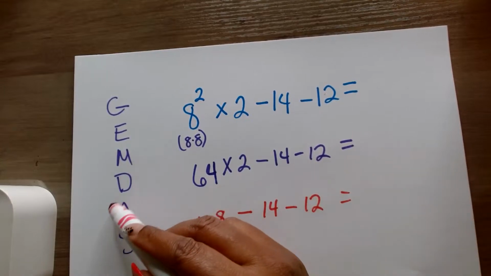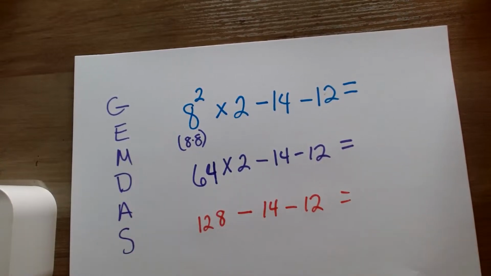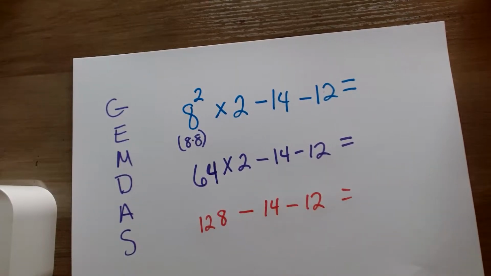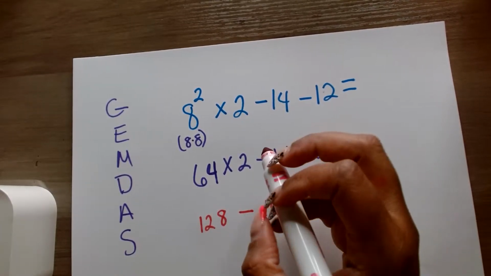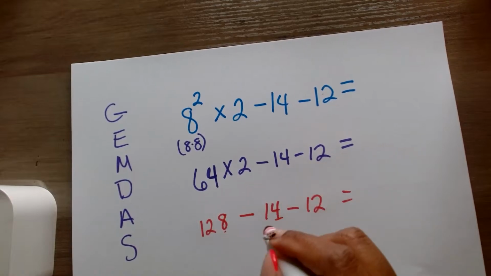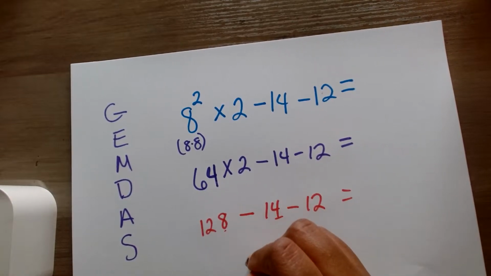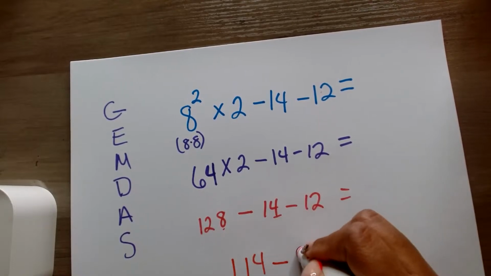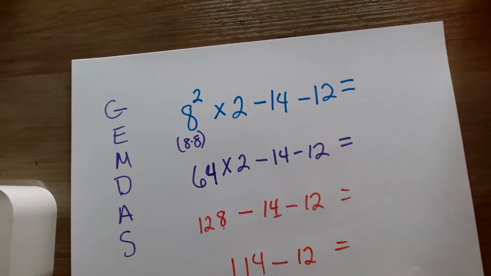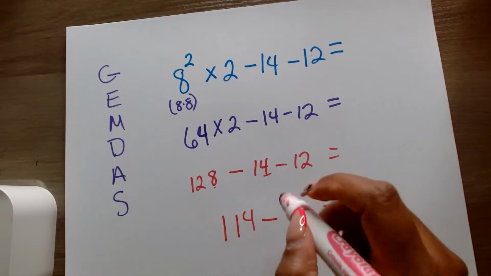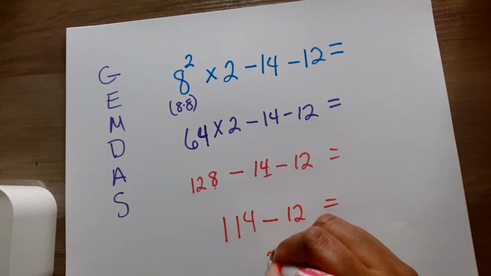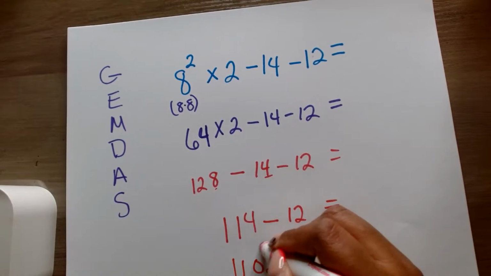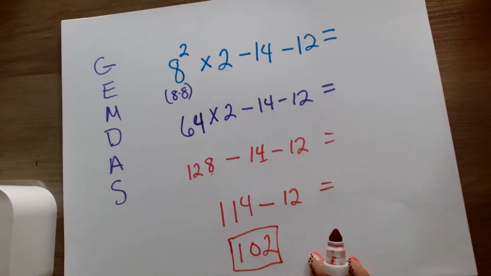And again, we are back to addition and subtraction. And this time we have both subtraction. So we're just going to start left to right. 128 minus 14. We're thinking about our ones place. So 8 minus 4 leaves us with a 4, 1, and 1. And then we're going to subtract by 12. Same thing, 4 minus 2 gives us 2. 1 minus 1 gives us 0. So 102 would be our answer.